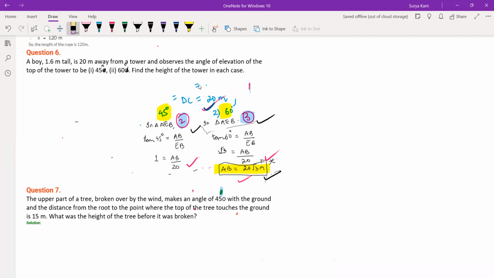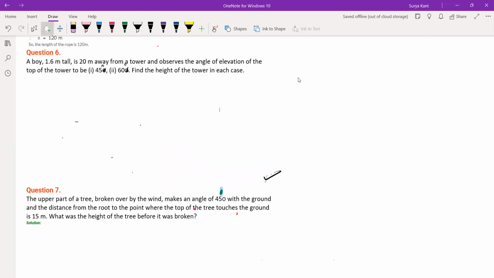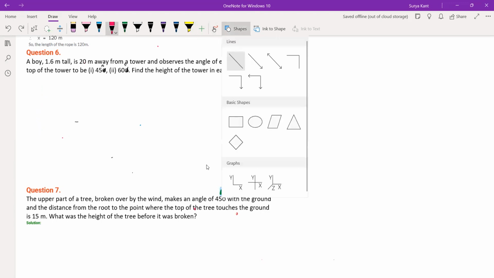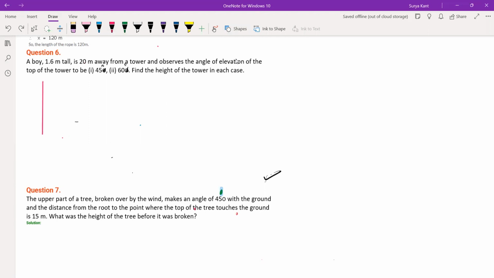So there are two questions over here, 1.6, question number 6 and question number 7. Just try to do everyone. All of you try question number 6 and question number 7. A boy is 1.6 meter tall, 20 meter away from the tower. See, this is a full big tower. One complete big tower you make. If you know this, just do it by yourself.